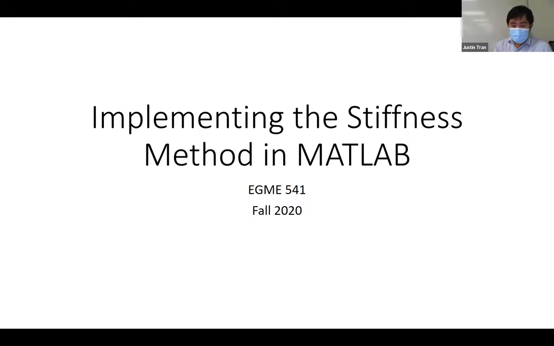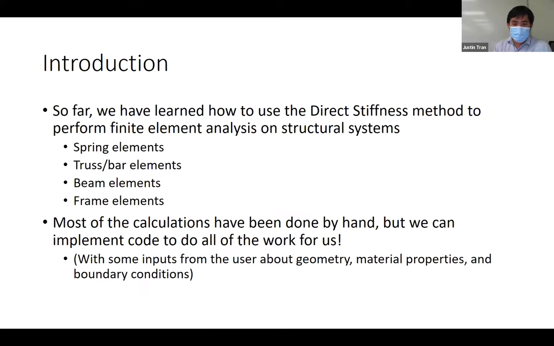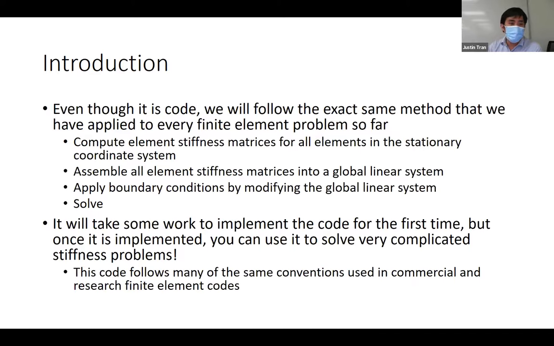Okay. All right. So let's go ahead and get started. So we had already started talking about this last lecture. And so we've already used the direct stiffness method to solve all kinds of problems. Even though we've done all these by hand, I think I speak for everyone when I say that these are kind of a pain to do, okay?